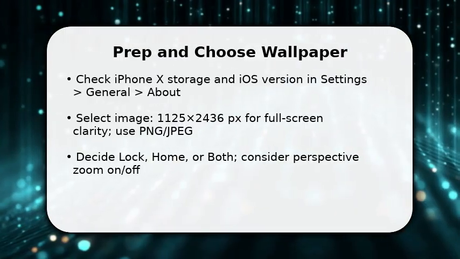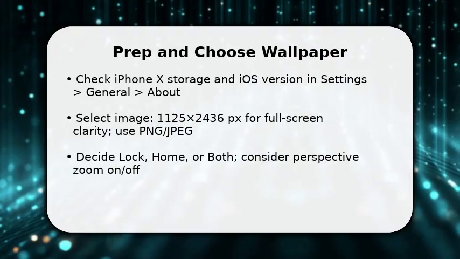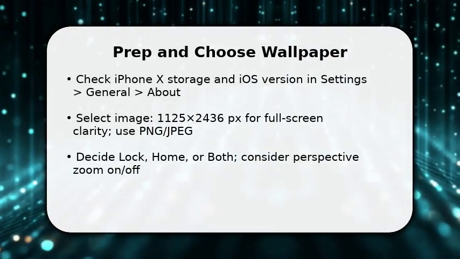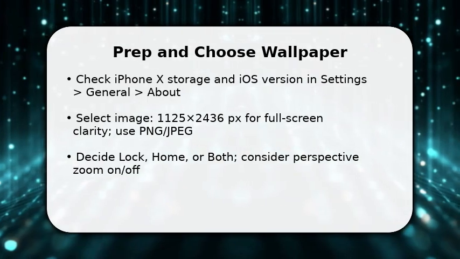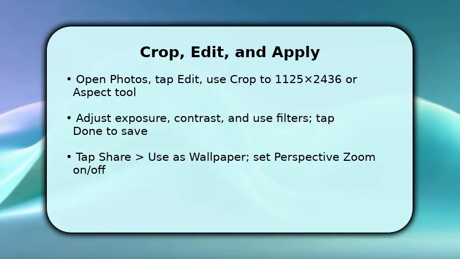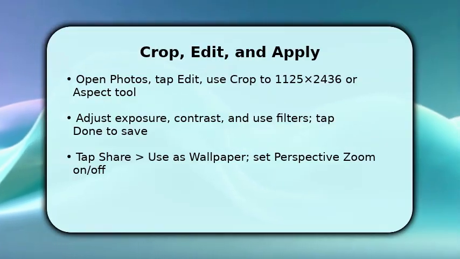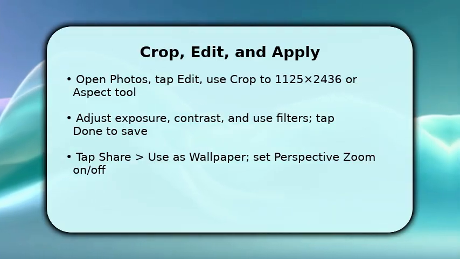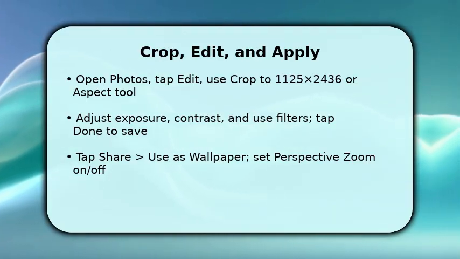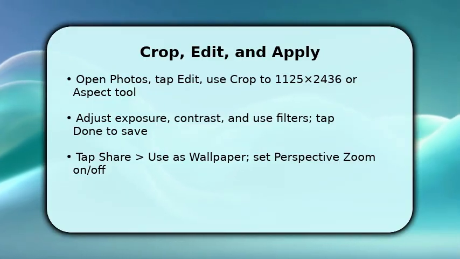Decide whether you want the image on the lock screen, home screen, or both, and choose whether to keep perspective zoom enabled. Once done, move to Photos to access, and you now crop and edit the image inside Photos so it looks right on iPhone X. Tap Edit, use crop and set the aspect or drag corners to frame the subject. This controls composition on both screens.